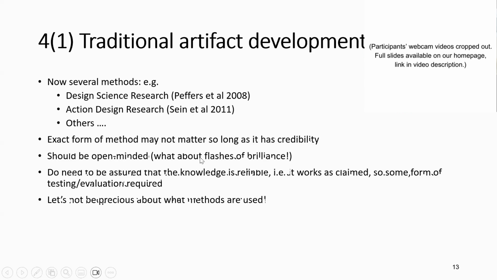And personally, I think we should be open-minded if we're reviewers or editors about what's being used, because someone might have had a flash of brilliance. They might have just imagined something. They didn't actually work through the Peffers et al. process model. We do need to be assured that the knowledge is reliable. So we do need some sort of testing and evaluation. Often people use the Venables et al. framework.